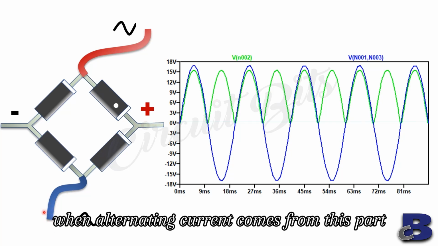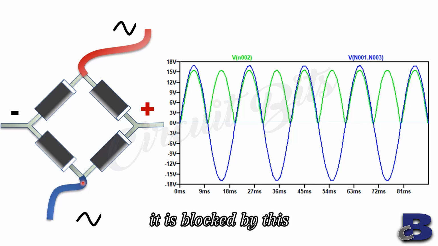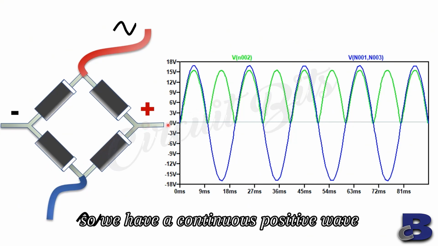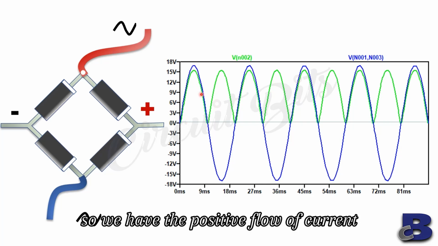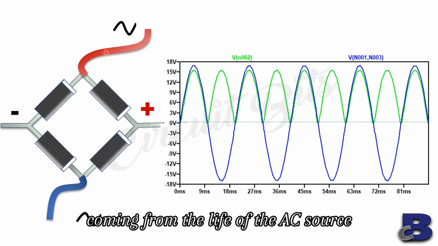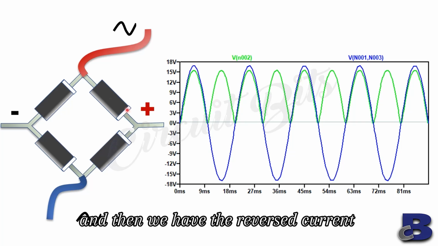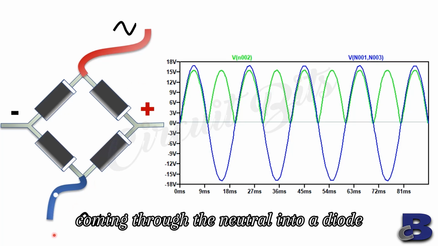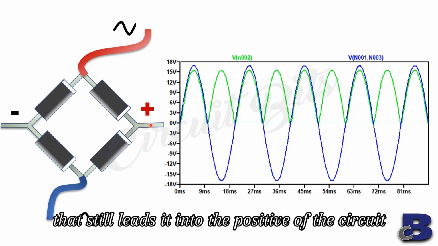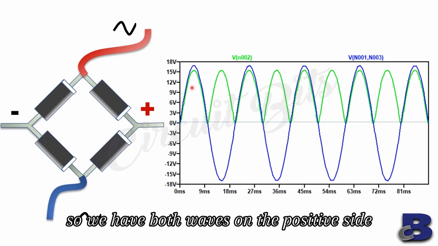When alternating current comes from this part, it is blocked by this, and transmitted by this into the circuit. So we have a continuous positive wave, so we have the positive flow of current coming from the live of the AC source. And then we have the reverse current coming through the neutral into a diode. That still leads it into the positive of the circuit. So we have both waves on the positive side.